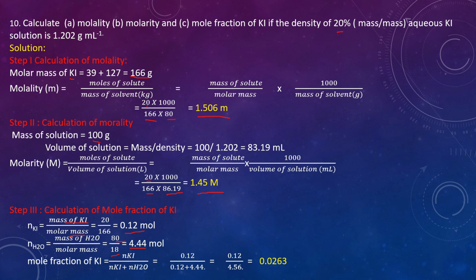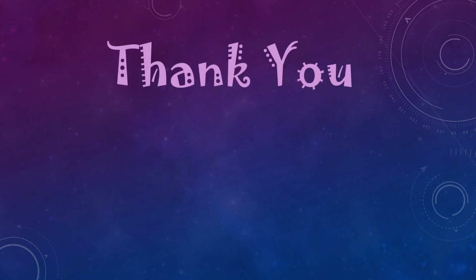Now by putting the values in the formula, we get mole fraction of KI is equal to 0.12 divided by 0.12 plus 4.44, that is total moles. So 0.12 divided by 4.56 gives you 0.0263. This is the mole fraction. It has no unit.